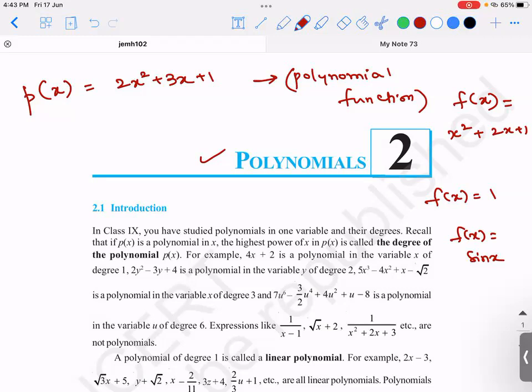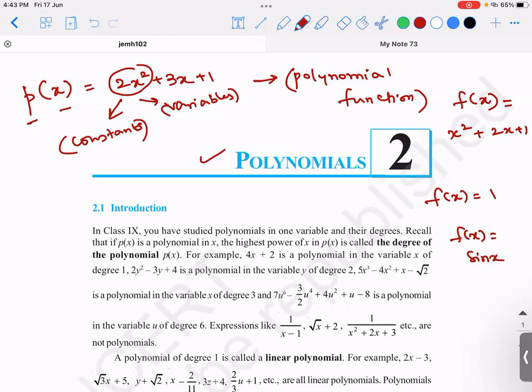In polynomials, if you observe, when I write p of x, I have an expression on the right hand side. When I say an expression, it has certain terms associated with it. Those terms are combinations of what? You have a combination of constants, that is a fixed number, and you have variables. Am I right?